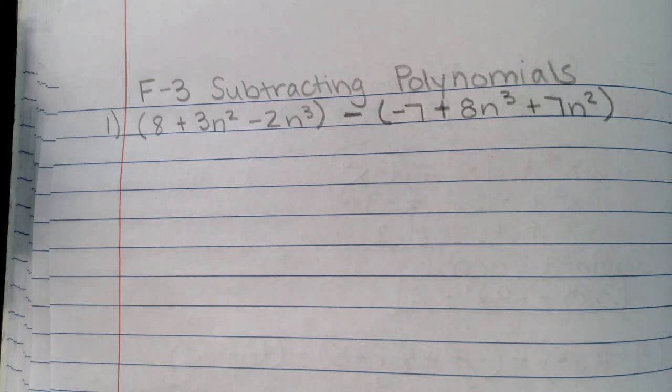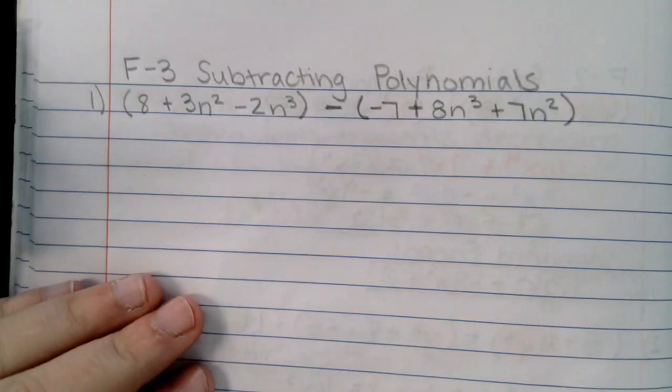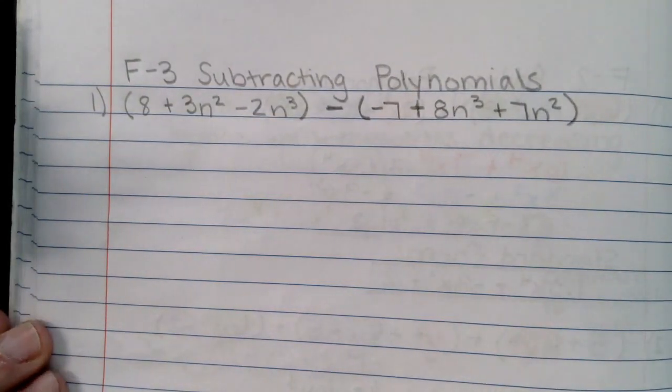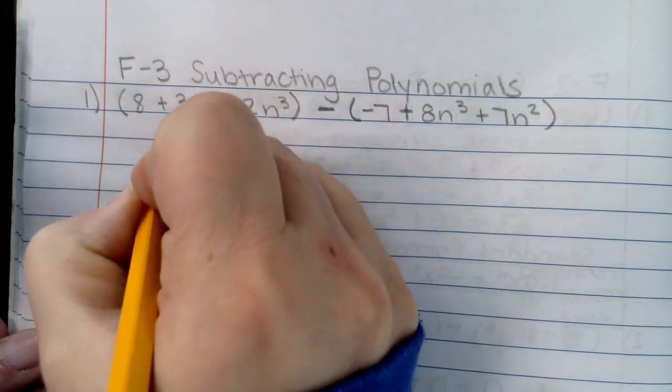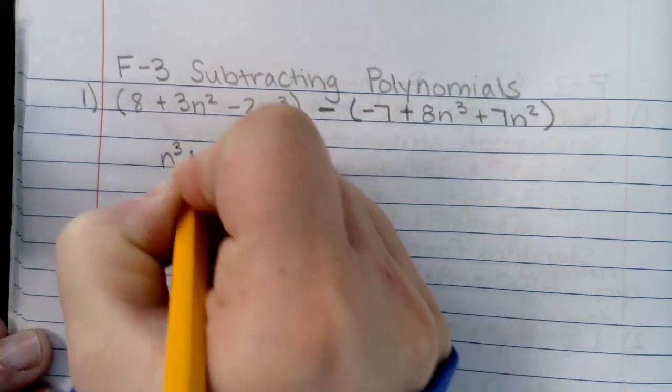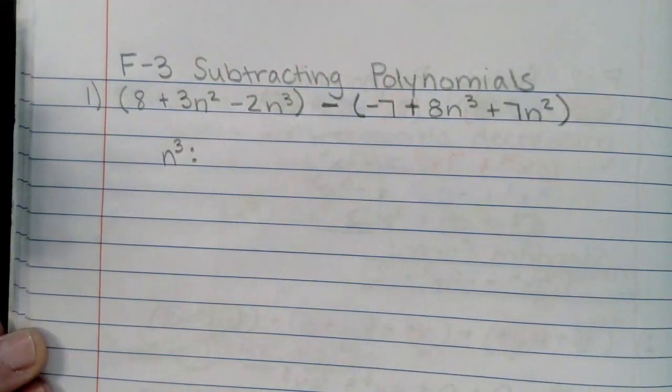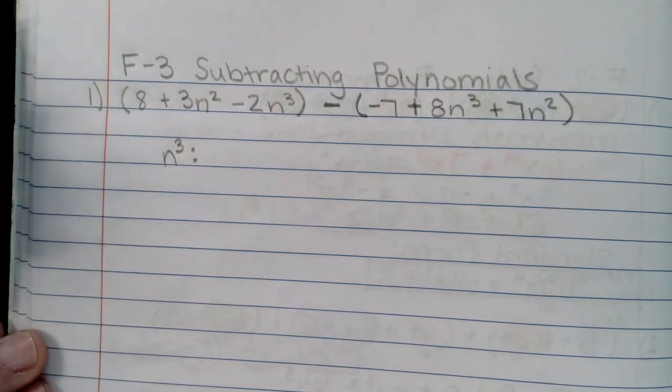All right, what are we going to start with? Which variable? n to the third power. Why would we start with that one? Yeah, we have that largest exponent that's going to be in standard form. We want to start at big to small. So n to the third, I'm going to do yellow.